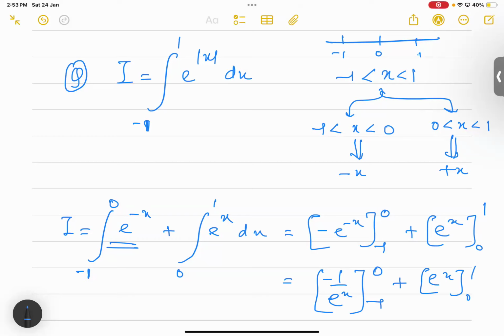This is easily integrated. You can easily integrate it without the modulus, so don't even do even odd. Correct? 2.